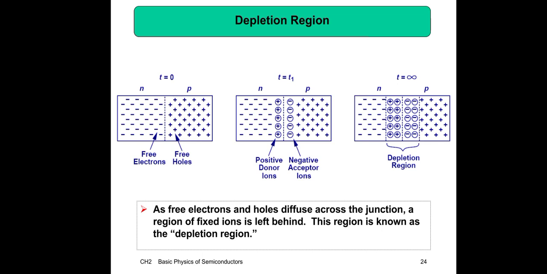अब डिप्लीशन रीजन कैसे फॉर्म होती है? As free electrons and holes diffuse across the junction, a region of fixed ions is left behind. This region is known as the depletion region.